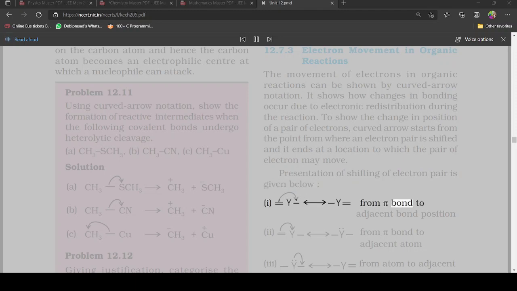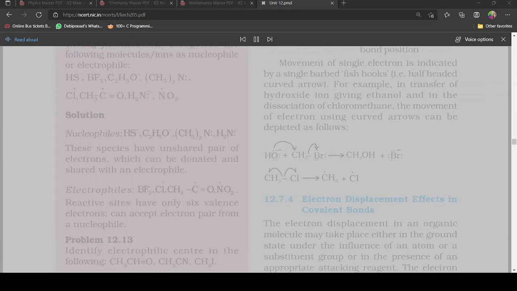1. From pi bond to adjacent bond position. 2. From pi bond to adjacent atom. 3. From atom to adjacent bond position. Movement of single electron is indicated by a single barbed fish hook, i.e. half-headed curved arrow. For example, in transfer of hydroxide ion giving ethanol, and in the dissociation of chloromethane, the movement of electron using curved arrows can be depicted as follows.